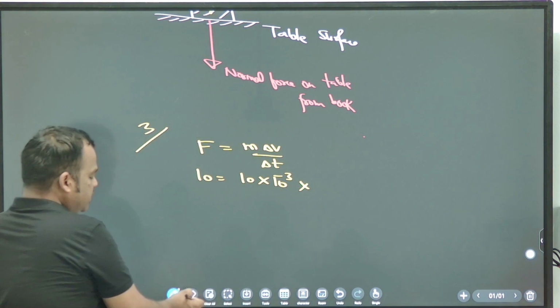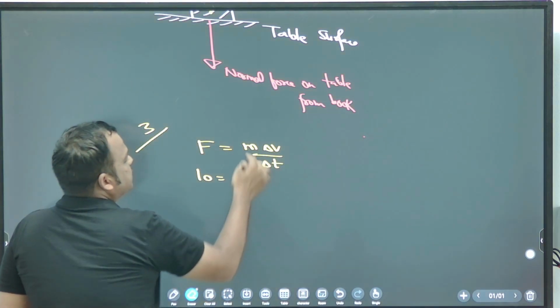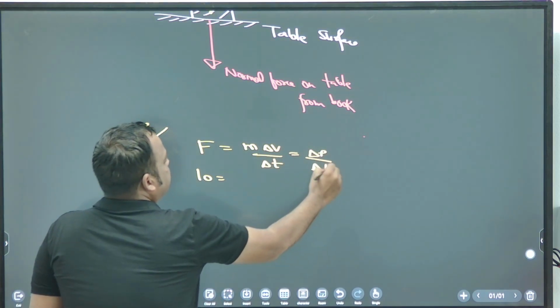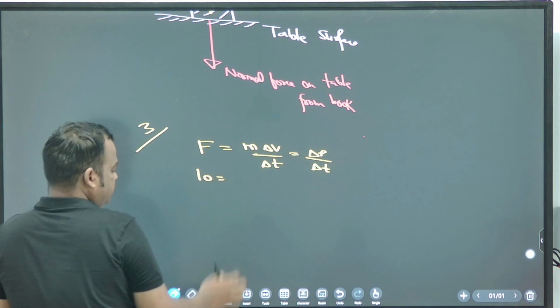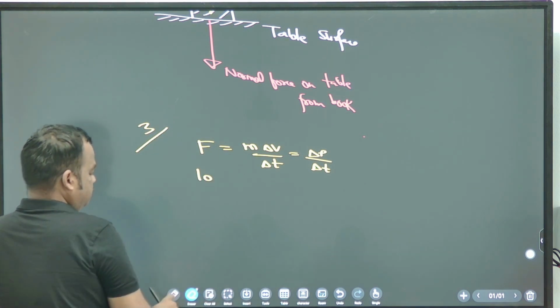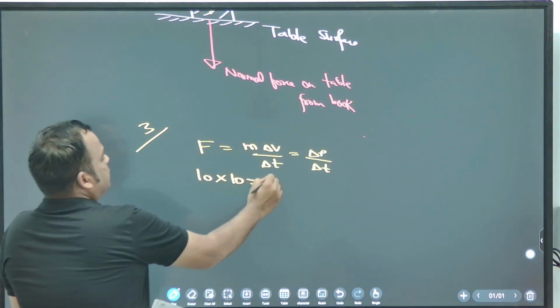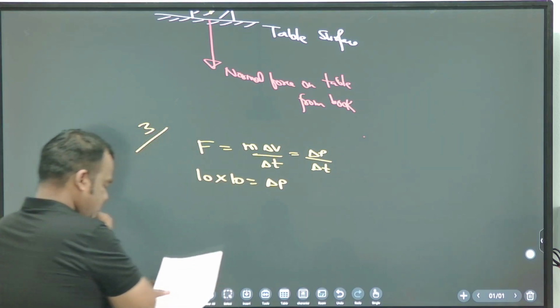Okay, you have to find change in momentum directly. Okay, this is change in momentum. Delta P by delta T. So 10 into F into delta T. 10 into delta T, which is 10. So what is change in momentum? 100. Okay, note down.